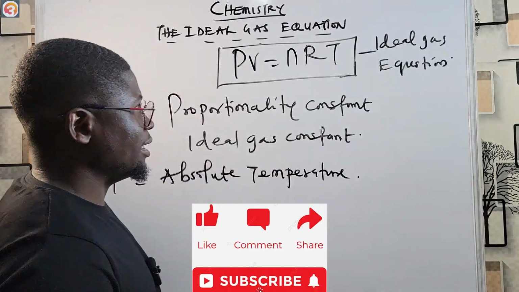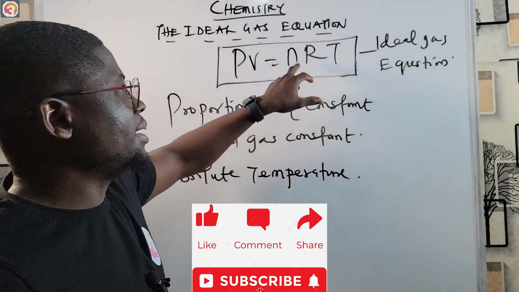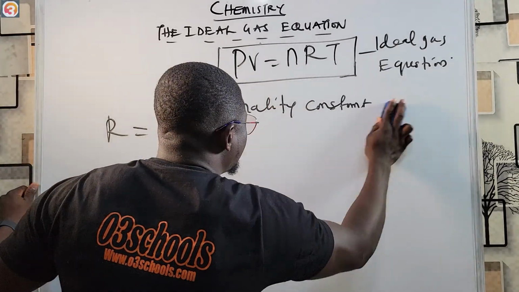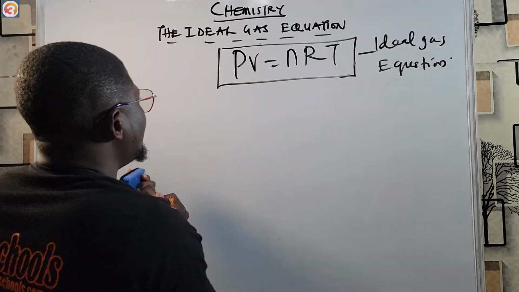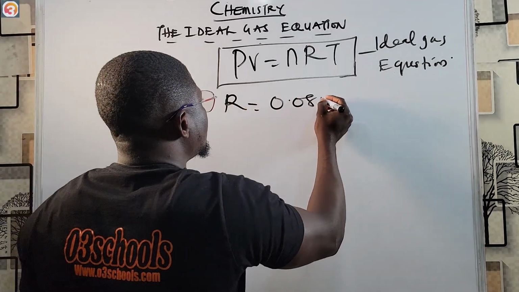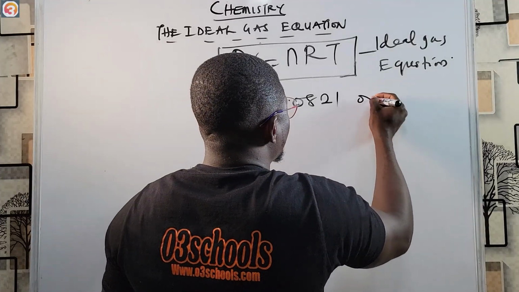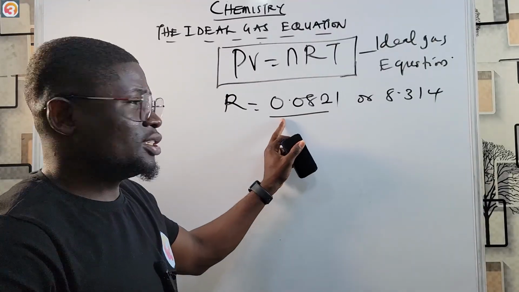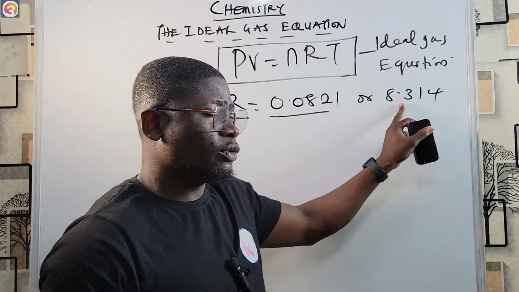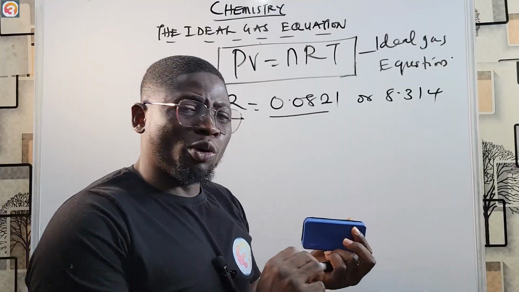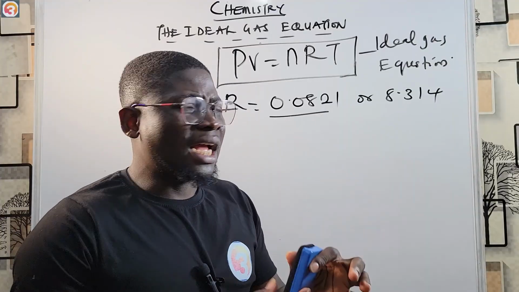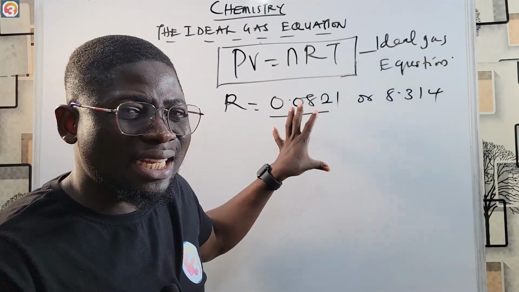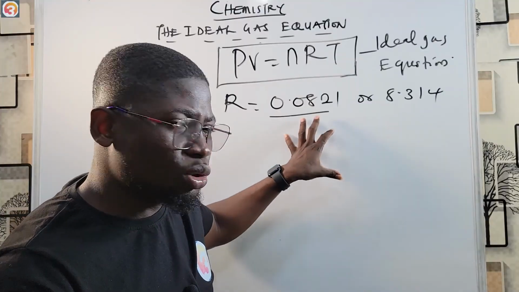So let's get back to what we're talking about. So I have said that the value of R depends on the value of P, V, N, and T. Let's go. So the value of R is equal to 0.0821 or 8.314. Now, I will let you know when it's 0.0821 and when it is 8.314. When are you going to use it? Because you are going to use them in calculation. How do you know which one to use? I did not write their unit for some reason, because I want to bring it out for you to see why we use a particular unit.